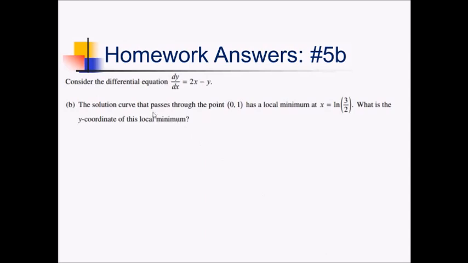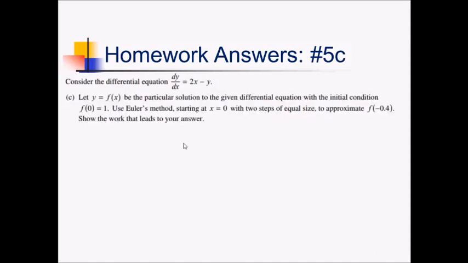For this part, they're telling us the solution curve that passes through (0, 1) has a local minimum at x equals ln of 3/2. They want the y-coordinate of this local minimum. Well, if we have a local minimum, that means we must have a derivative of 0 at that x value. So we can use our differential equation here. We can say that 0, our slope, equals 2 times this x value minus y. And then we just have to solve for y. So if we subtract this stuff to the other side and divide by -1, we get y equals 2 times ln of 3/2.